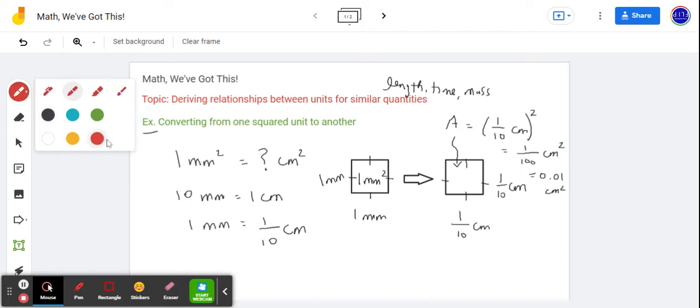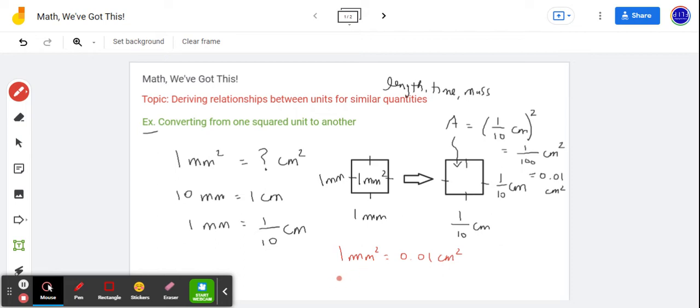So let's just write that down underneath here, and let's use that relationship. So therefore, 1 squared millimeter is equal to 0.01 squared centimeters. So if you like, in any other problem, we can scale this particular fact and use a constant of proportionality. So let's say that we're looking at converting 2 1/2 squared millimeters to centimeters squared.